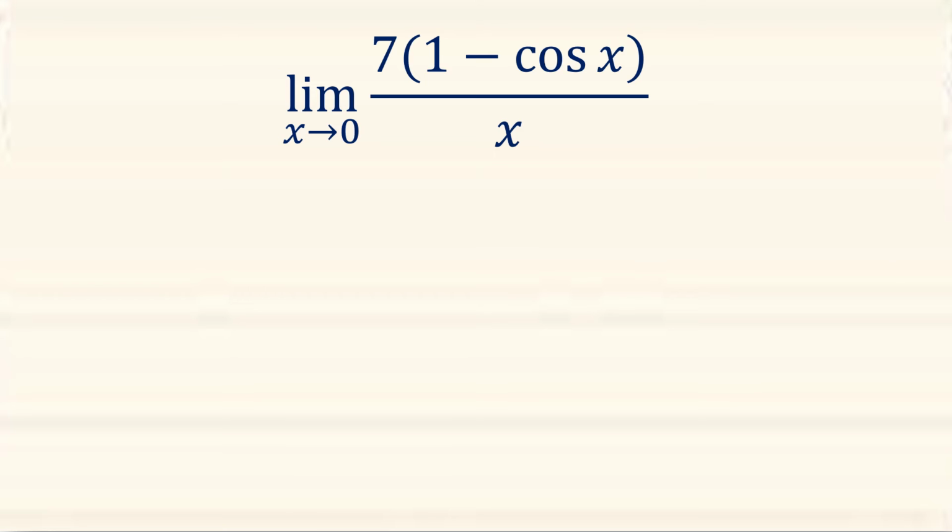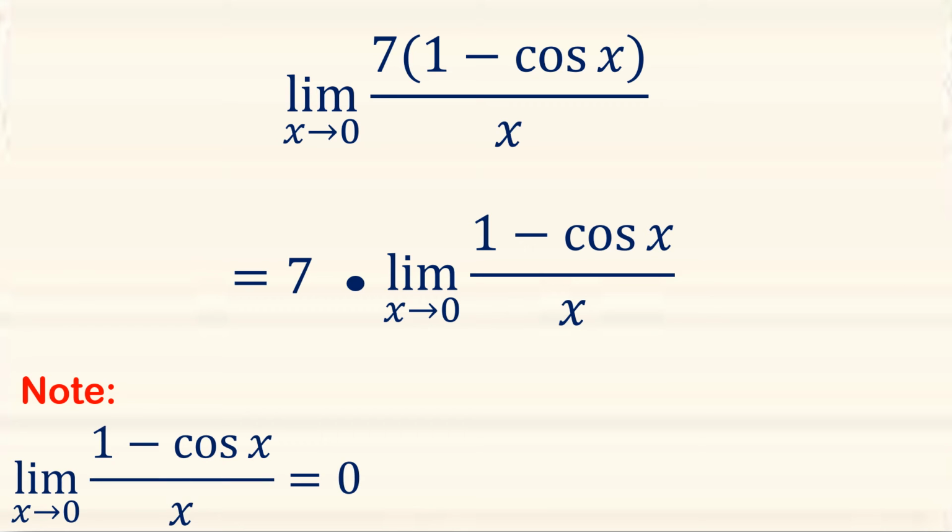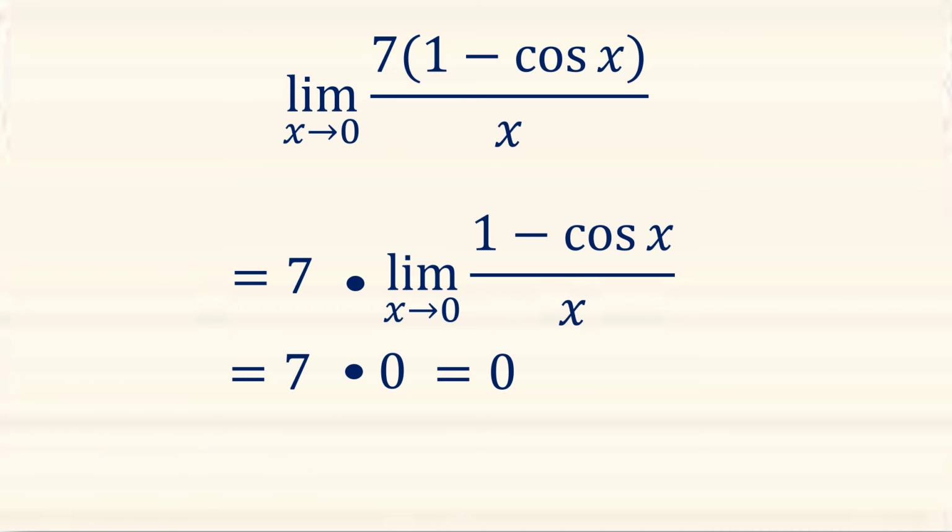Now let us have another one. Limit 7 times 1 minus cosine x over x as x approaches 0. So from here, we are going to rewrite it as 7 times the limit of 1 minus cosine x over x as x approaches 0. Since we all know that there is an identity stating that limit 1 minus cosine x over x as x approaches 0 is equal to 0, we substitute the value. First, we copy 7 times 0, so the answer is 0. So limit 7 times 1 minus cosine x over x as x approaches 0 is equal to 0.